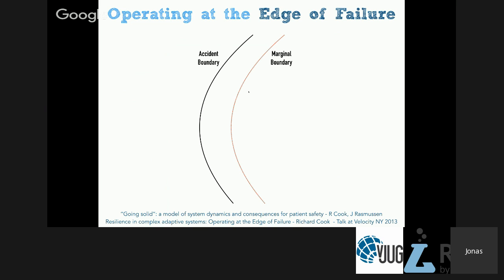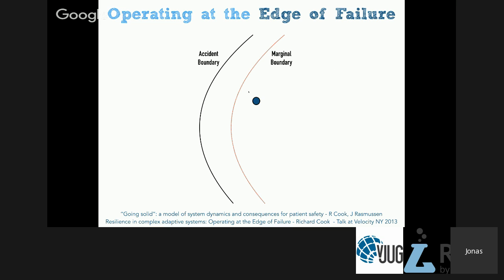Because we know a lot about the marginal boundary, because that feels real, that feels tangible. That is something that we have defined ourselves through some policies and rules. But we usually know very little about where the accident boundary is. That's very, very fuzzy. It's really not until we actually do cross it and we get a failure that we know, okay, crap, here was the accident boundary, and then we can make a note of that and go on, so to speak.